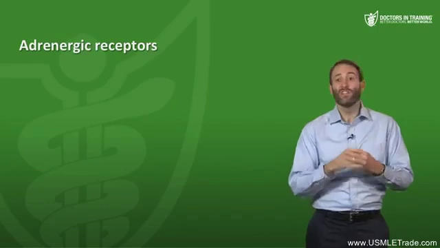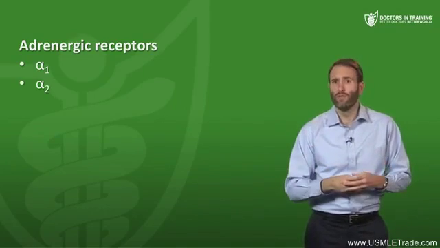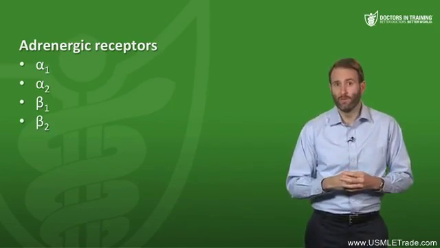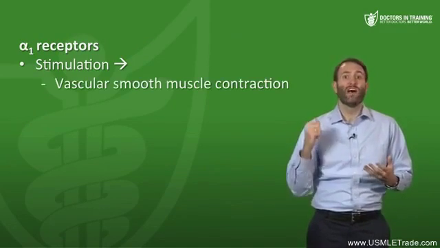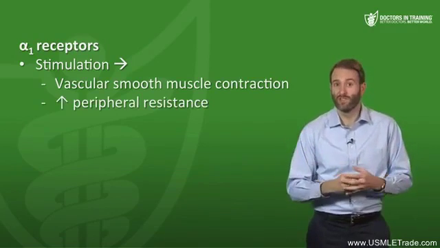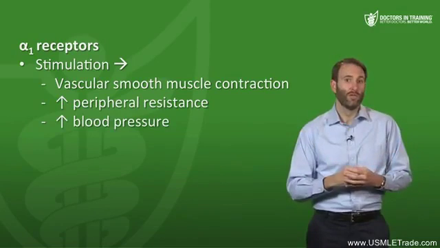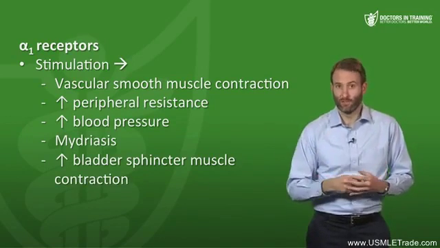This is the main part of this lecture that you really need to know. And there's really just 4 that you need to know really, really well. Alpha 1, alpha 2, beta 1, and beta 2. So when alpha 1 receptors are stimulated, this results in vascular smooth muscle contraction. And this leads to increased peripheral resistance, increased blood pressure, mydriasis, and increased bladder sphincter muscle contraction.